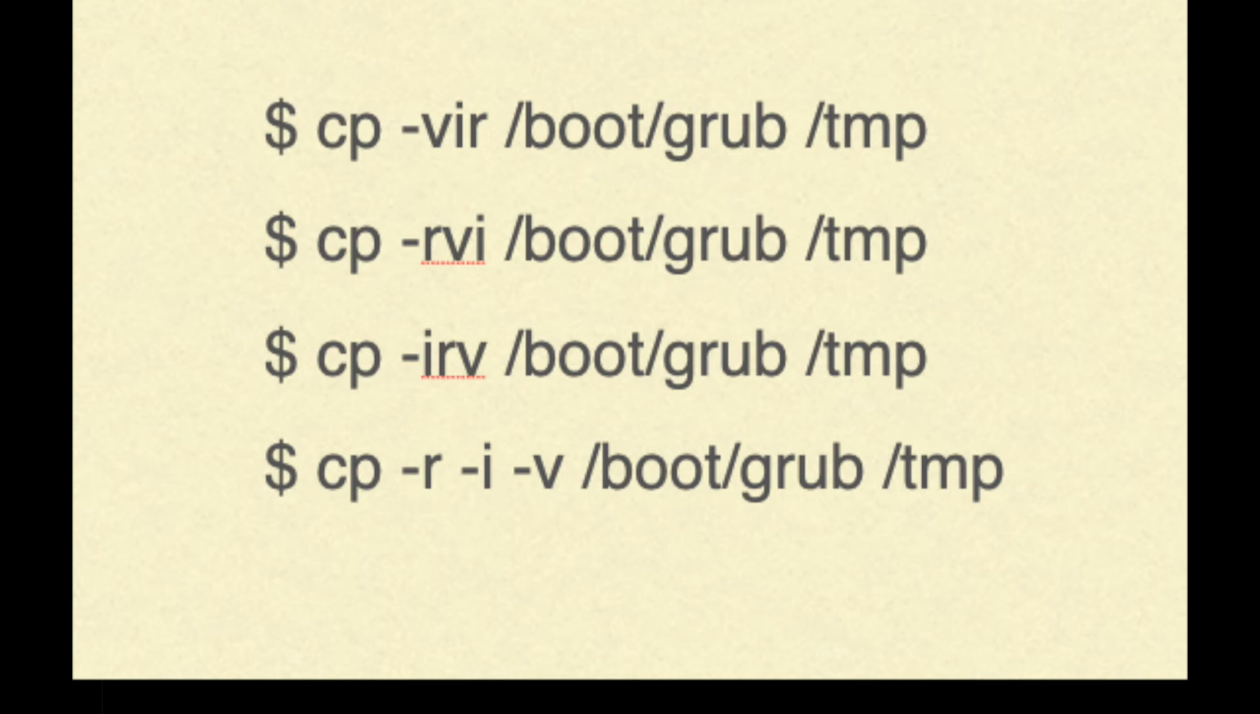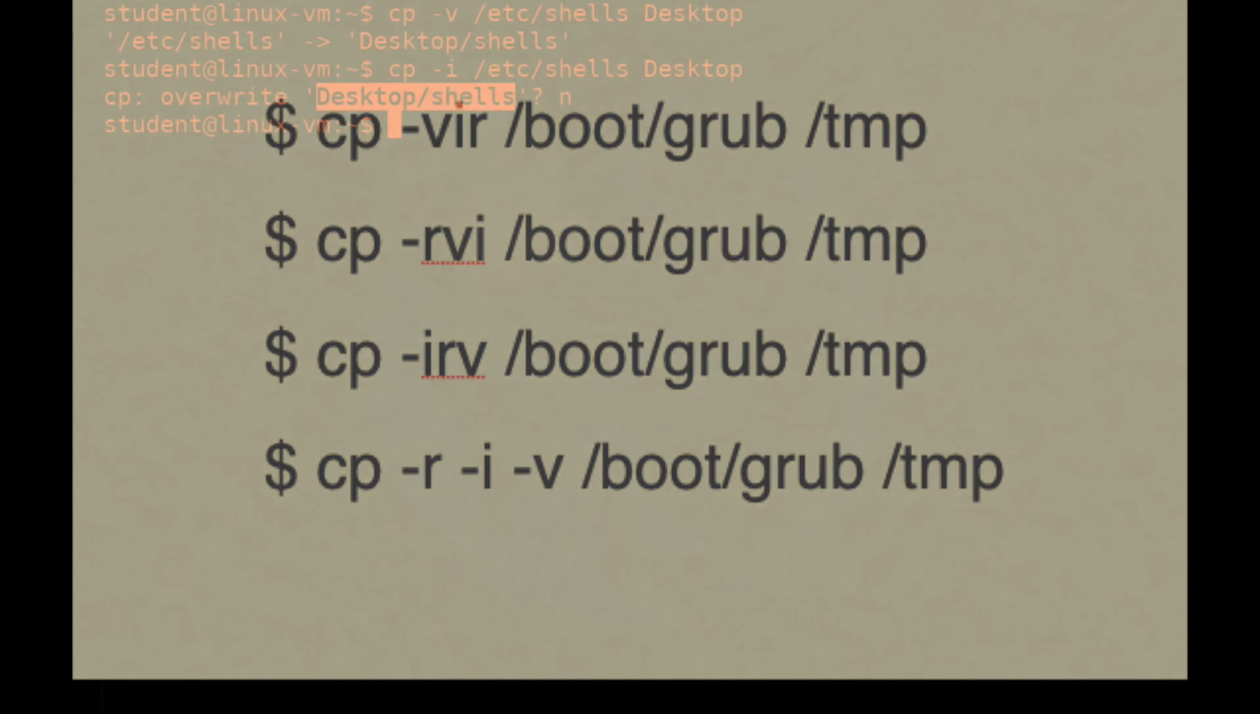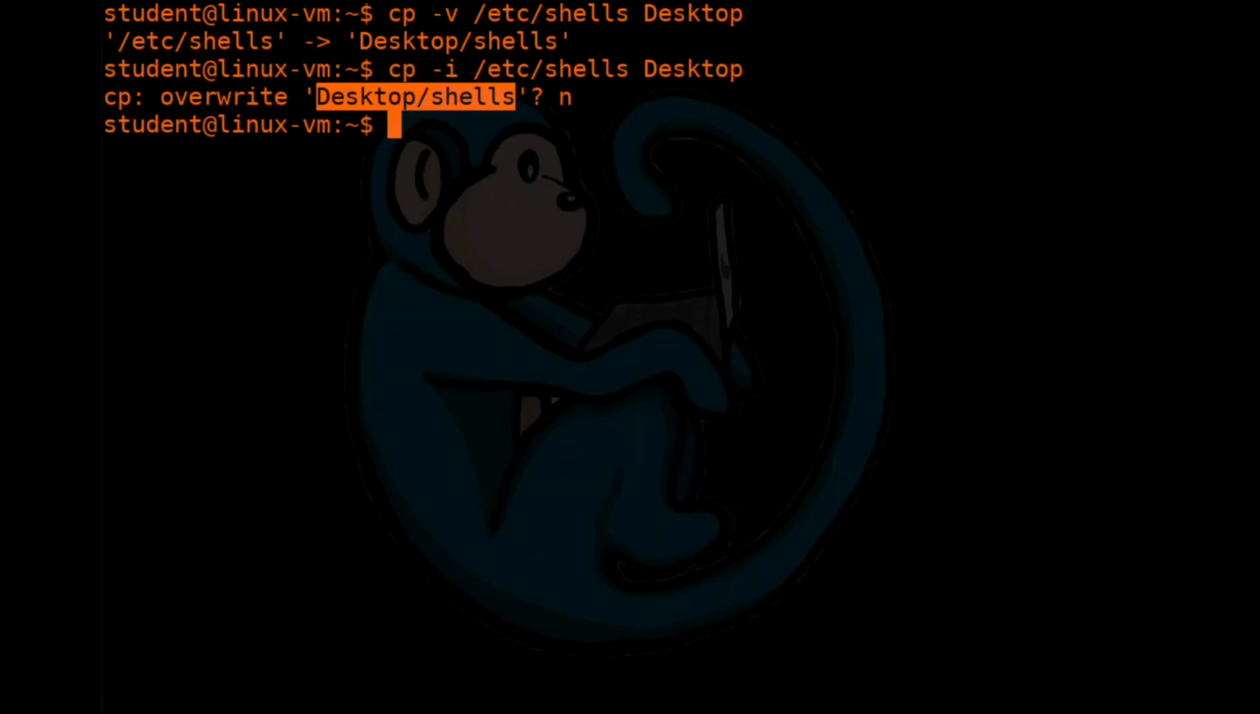So you can do cp -r -i -v and then /boot/grub /temp. Secondly, the options are not universal across all commands. For example, a lot of commands use -v for verbose, like we have seen, but for some commands, -v means version. So be aware which options go with which commands.